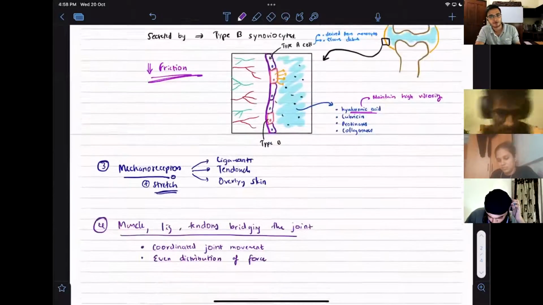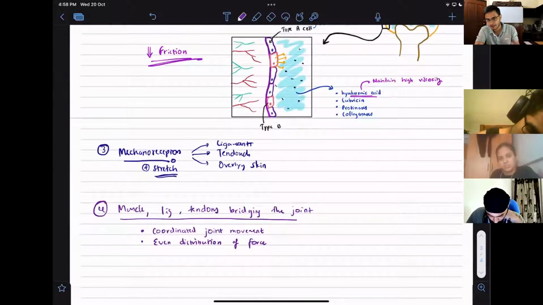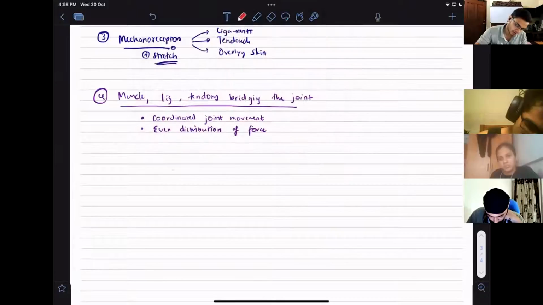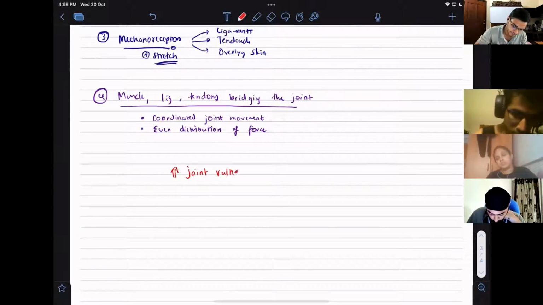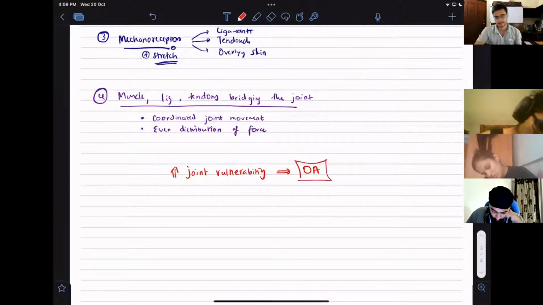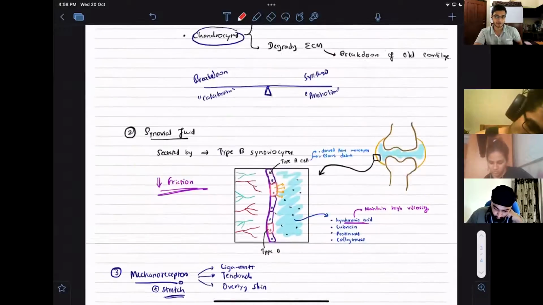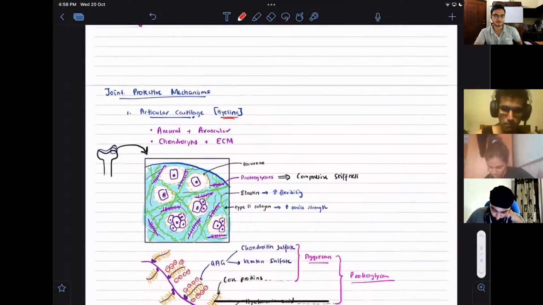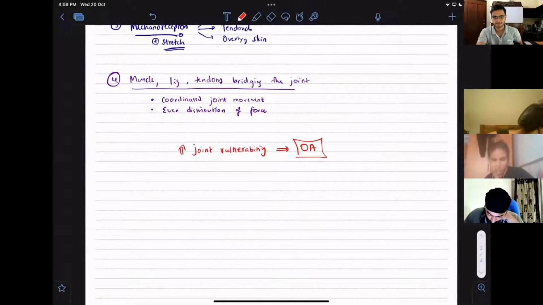So these are the main joint protective mechanisms we want to know, guys. What I want you all to know: failure of any of these joint protective mechanisms, what will happen? It will increase joint vulnerability, and therefore pave the way to osteoarthritis. Don't worry, we'll look at how these things are failing in the pathophysiology. First, we learn the physiology now. What are the joint protective mechanisms? Clear?